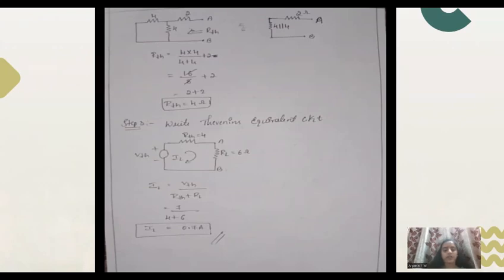Then step 3. We will draw the equivalent Thevenin circuit. We already know the IL formula is VTH divided by RTH plus RL. From the above steps, we got the values of VTH and RTH: VTH equals 7 volts and RTH equals 4 ohms, and RL equals 6 ohms. By simplifying the equation, we get IL equals 0.7 amperes.